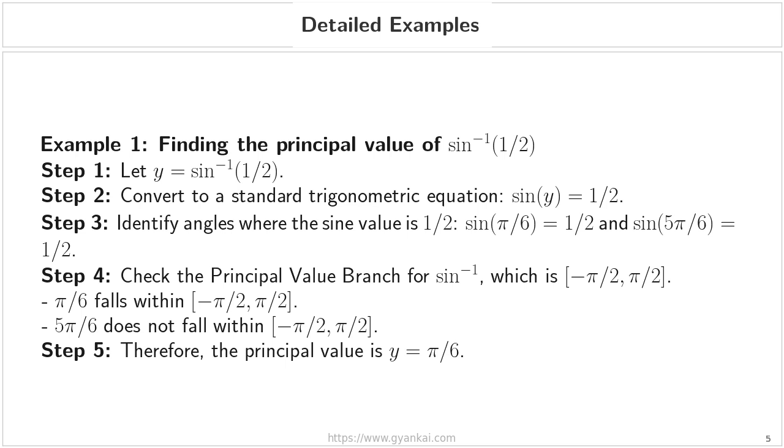Since only pi over 6 satisfies the range requirement, the principal value is y equals pi over 6. This process ensures we find the unique, standard address of the angle, avoiding the ambiguity of the periodic nature of trigonometric functions. We will now apply this same logic to cosine and tangent in the following examples.